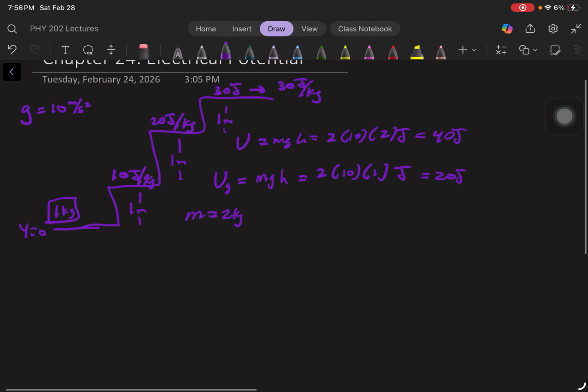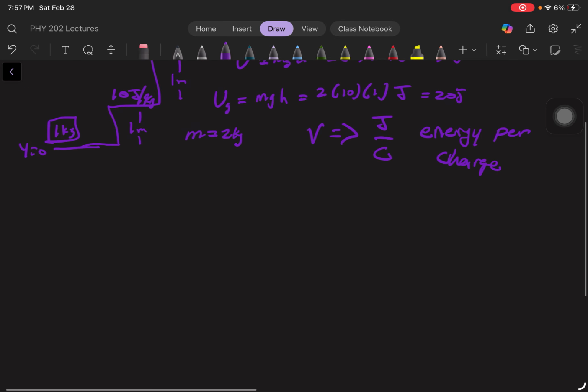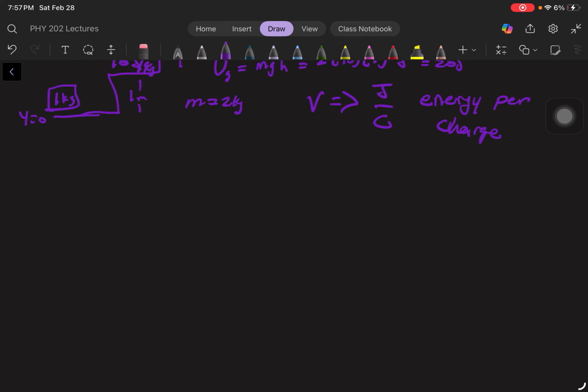And so we want to do something very similar for electric potential energy. For electric potential energy, if you wanted to find the amount of energy per charge, you would just call that potential, and that's going to have units of joules per coulomb. And so that's going to be the energy per charge, and that's what electric potential is. So before we dive into that, we're going to briefly review potential energy.